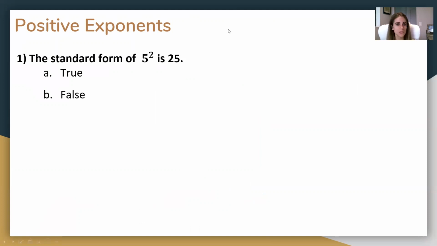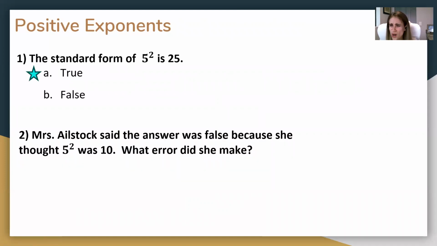Okay? So this statement right here, the standard form of 5 to the second power is 25. Is that true or false? Yeah, that's true. That is a correct statement. Now, what if I was having an off day and I said the answer was false? And I said the answer was false because I thought that 5 squared was really equal to 10. What error did I make?